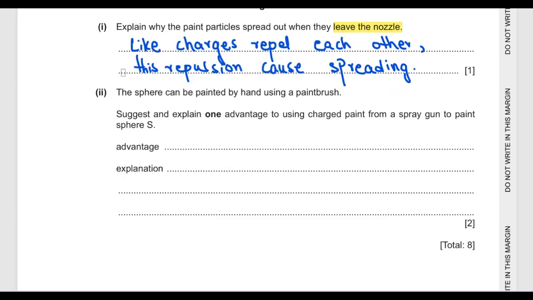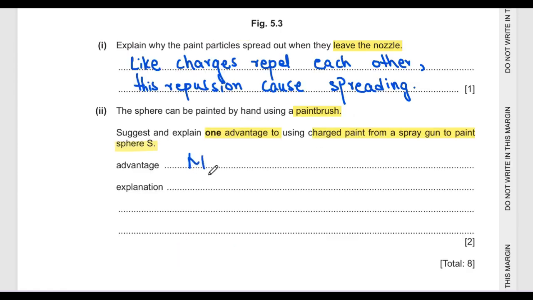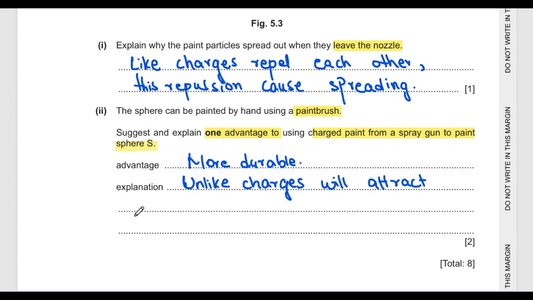Next question is saying that the sphere can be painted by hand using a paintbrush. Suggest and explain one advantage of using this charged paint spray for painting the sphere. So why haven't we used a paintbrush and instead we are using this gun? Because it has positively charged particles, the sphere has negatively charged particles, they will attract each other and the finishing would be very good, the paint would be very durable. So I'm only writing one reason. This will make the paint more durable because unlike charges will attract each other and this will make the paint long lasting.